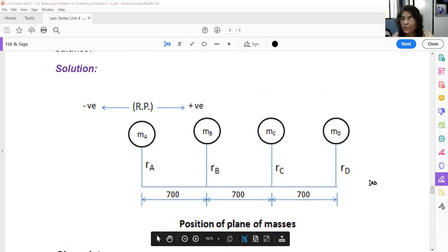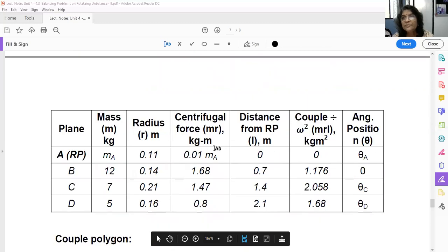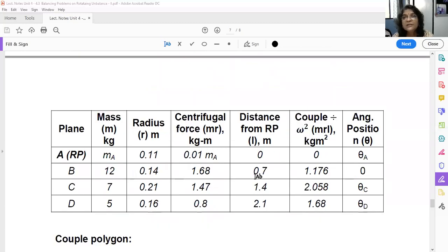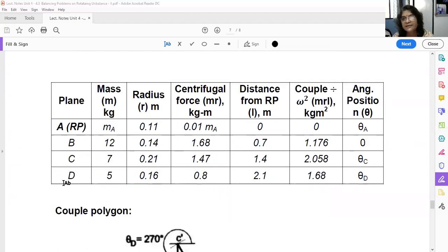It has to be drawn only after the completion of the problem, because you don't know any angle, so you cannot draw the side view. Okay, so let us go to this table. In this table, all the columns are the same. So how many planes are there? 4. A, B, C, D.